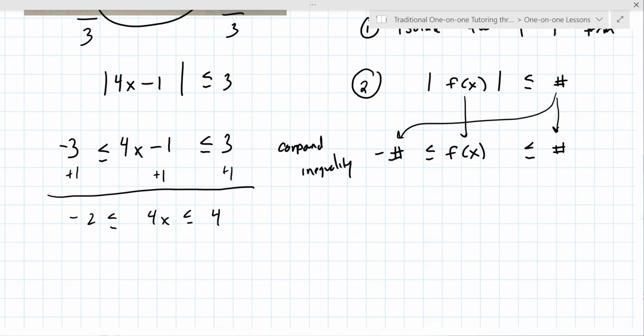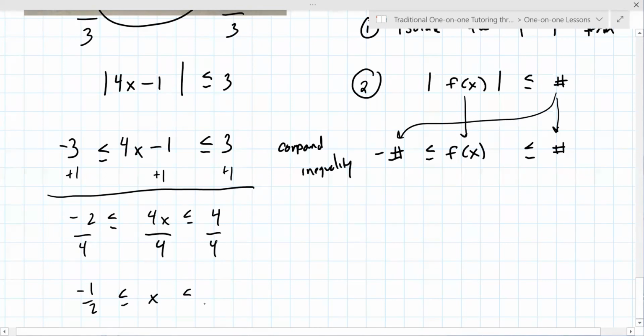So then it would be -1/2 less than or equal to x less than or equal to 1. They're just asking you to solve. This is correct. Sometimes they want you to rewrite it, but this is correct. Okay. All right, so now 7 and 8, we should do 7 next, I guess.